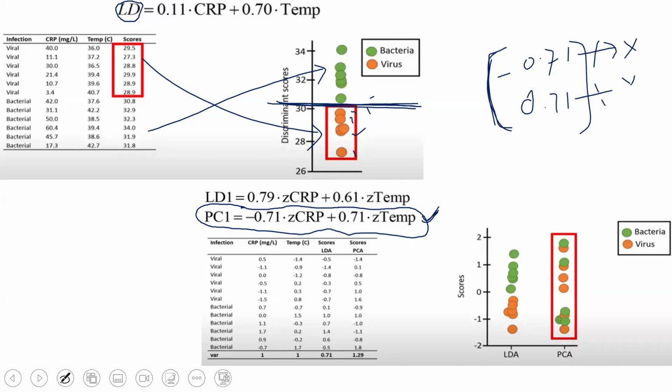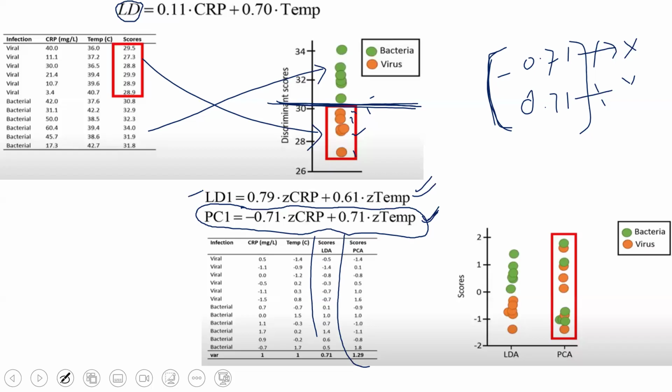Similarly, if you get the LD1 for this particular data, and plot using this equation, we are calculating the PCA scores, and we also calculated the LDA scores based on this equation. Then we plotted those two sets of points, and this is how they actually look. So this is the result of PCA.